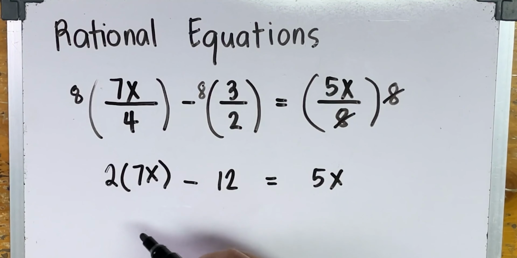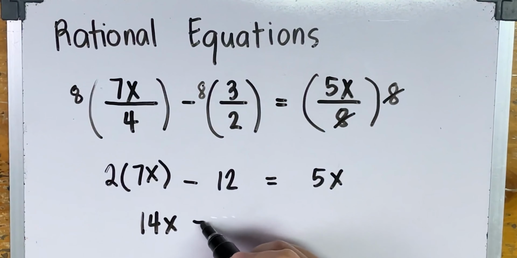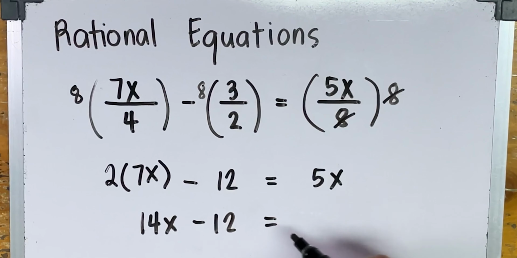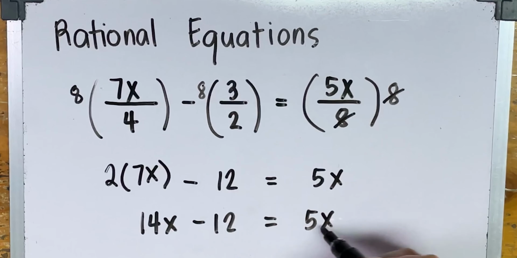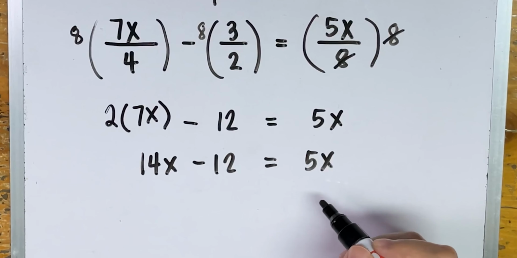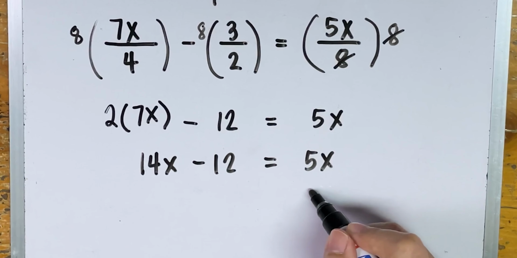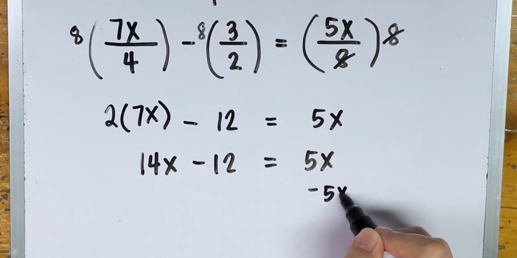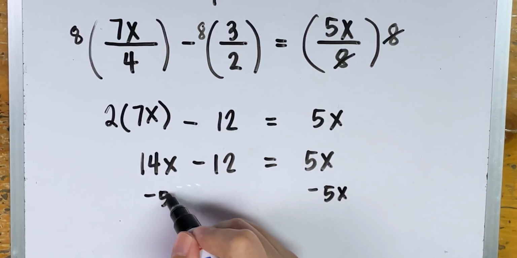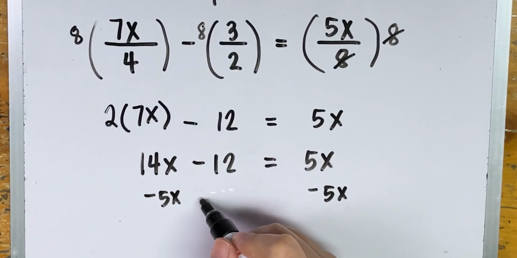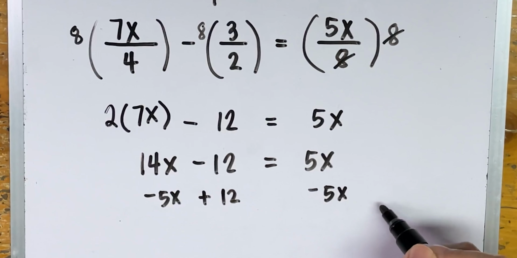So 2 times 7x gives us 14x minus 12 equals 5x. So we transpose 5x to the other side and also negative 12 to the right side. We do that simply by subtracting 5x on both sides and adding 12 on both sides.